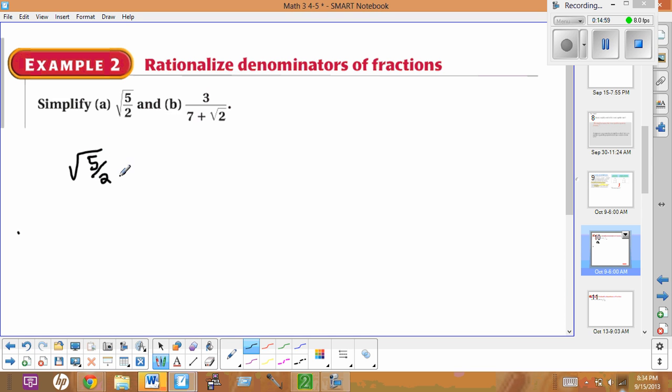That's the square root of 5 over 2. Again, by the property, it's the square root of 5 over the square root of 2. And notice that I can't simplify these. Square root of 5, there are no perfect squares in there. Square root of 2, there's no perfect squares. In fact, they're both prime. But I have a denominator in the radical.